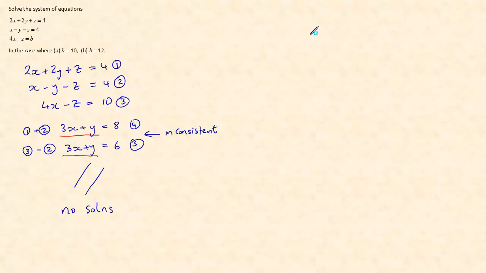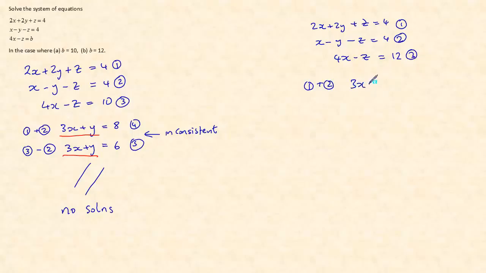Now, if we just change that a bit so that the b is 12, 2x plus 2y plus z equals 4. That's equation 1. x minus y minus z equals 4 is equation 2. 4x minus z equals 12 is equation 3. And then if we do 1 plus 2, that's exactly the same. 3x plus y is equal to 8. Let's call that equation 4.